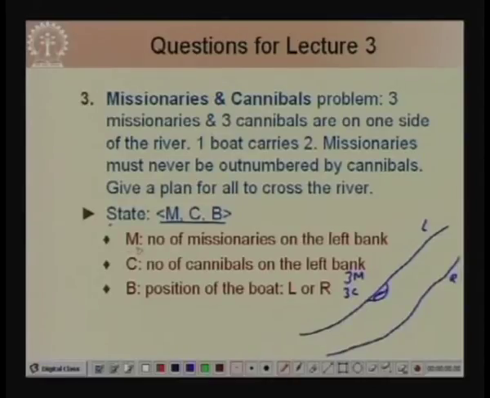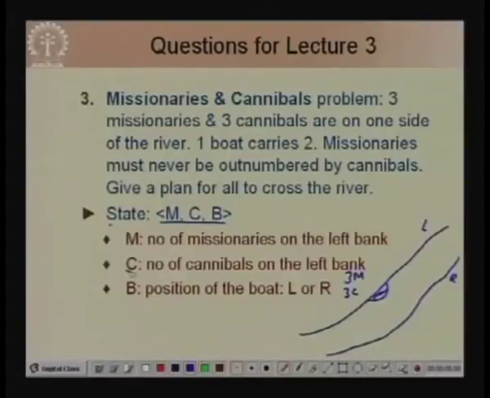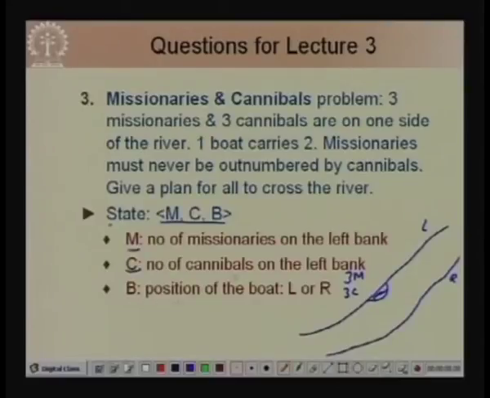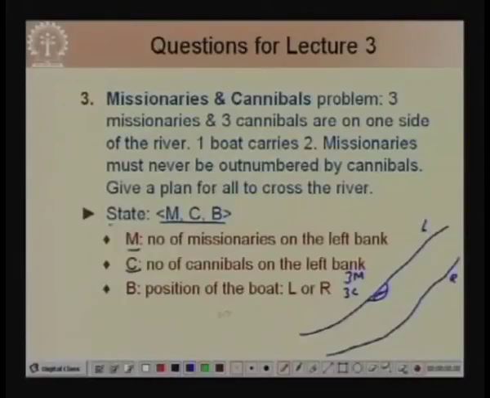Now, the state will be represented by 3 numbers. M is the number of missionaries on the left bank. Initially M is 3. In the goal state, M will be 0 because all the missionaries need to be on the right bank. C is the number of cannibals on the left bank. Initially C is 3. In the goal state, C will be 0. And B is the position of the boat, whether the boat is on the left bank or the right bank. In the beginning, the boat will be on the left bank.